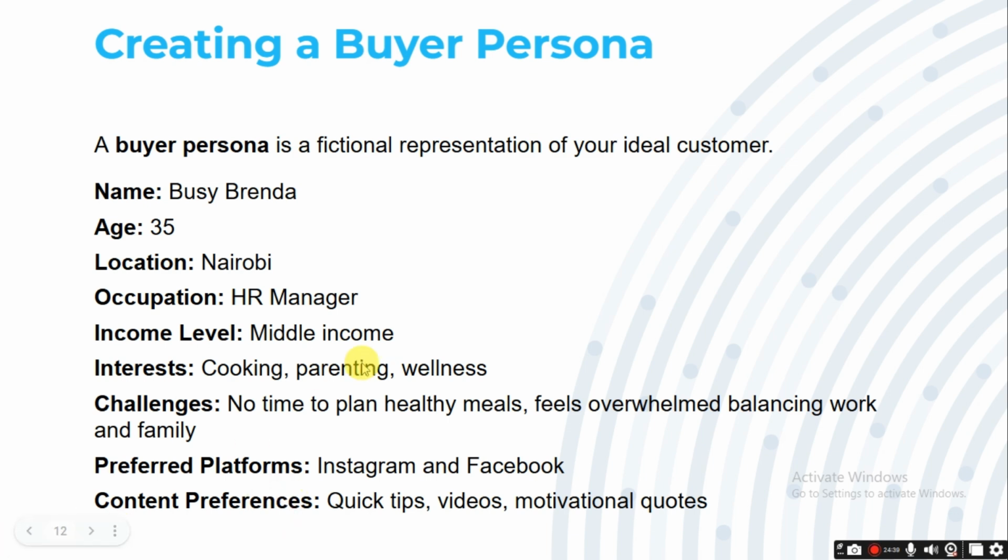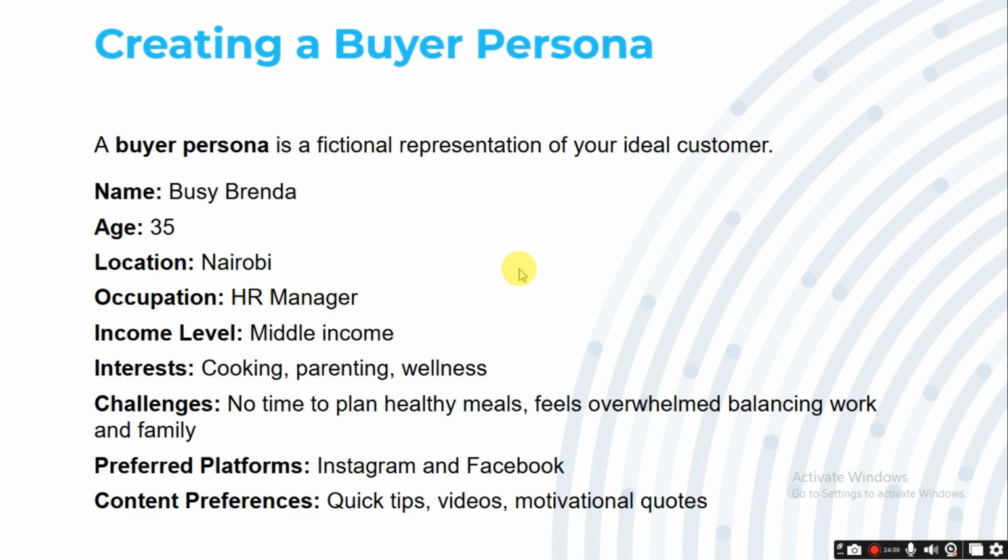Example, Busy Brenda is a 35-year-old HR manager who lives in Nairobi. She has 2 kids and values family time. She feels stressed trying to balance work and parenting. She spends time on Instagram in the evenings, looking for meal ideas and productivity tips. She prefers short videos and simple guides.